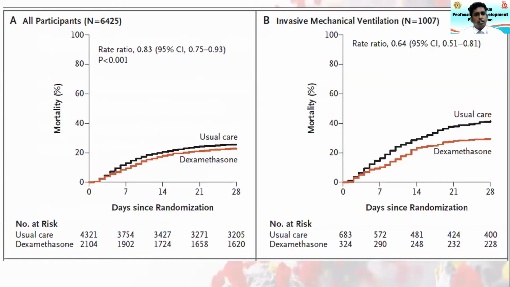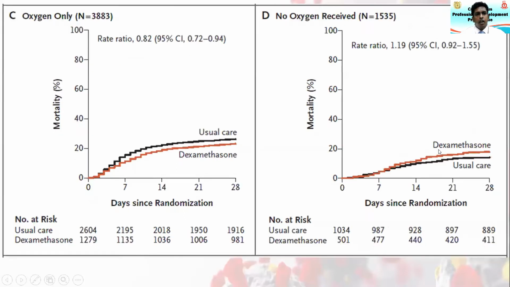So this is the evidence of the landmark trial which we have discussed, the RECOVERY trial. You can see the mortality benefit. This is about all patients. On the right hand side we show the ventilated patients, which has shown clear benefit with the dexamethasone group, and the second one which has shown dexamethasone group with the usual care with oxygen therapy, which has shown clear benefits.